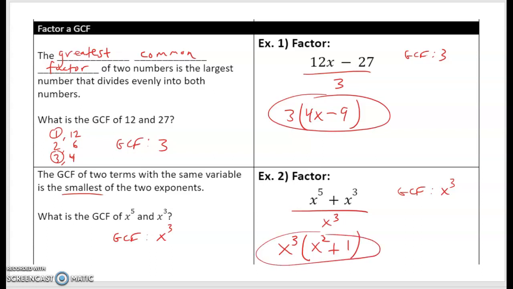X cubed times x squared plus 1. Divide, I got x to the 2nd. Divide, I got the number 1.